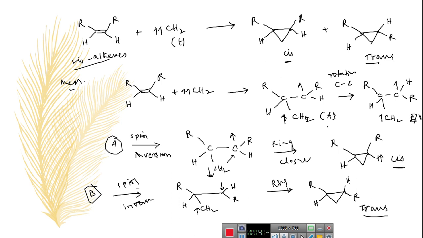So what is the conclusion here? Alkenes, when you treat with the singlet carbene, produce a stereospecific product. That means if you take cis alkene, you will get cis cyclopropane. Whereas when you treat the alkene with the triplet carbene, it produces a stereoselective reaction, that means you will get a mixture of cis and trans products. If you take cis alkenes and treat with the triplet, it produces cis and trans products in mixture form.